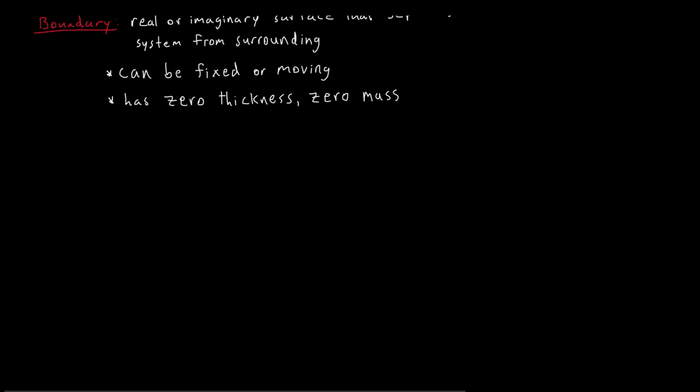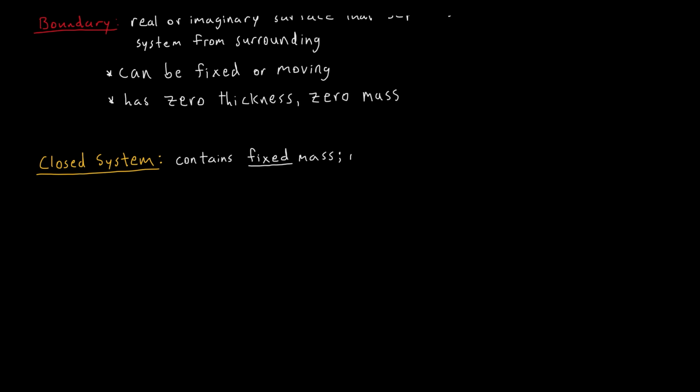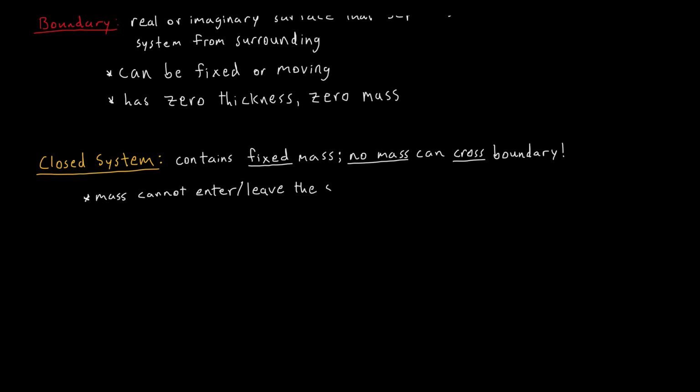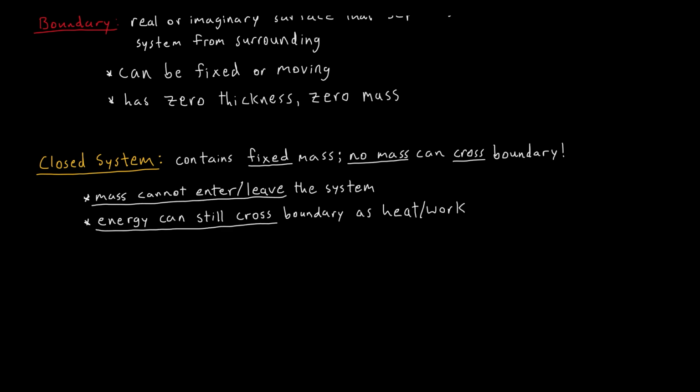Now a more particular type of system can be a closed system, which is a system that contains fixed mass, and in it no mass can cross the boundary of the system. So particularly the mass remains constant. The key things to remember about closed systems are that mass cannot enter or leave the system, however, energy can still cross the boundary, and that is energy in the form of either heat or work. So energy can cross, but not mass.